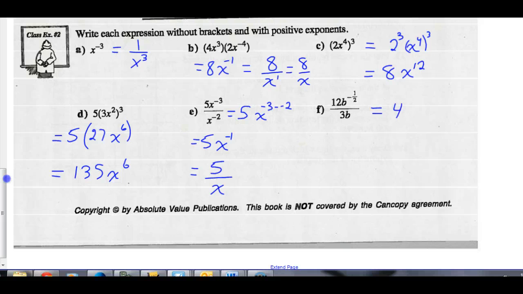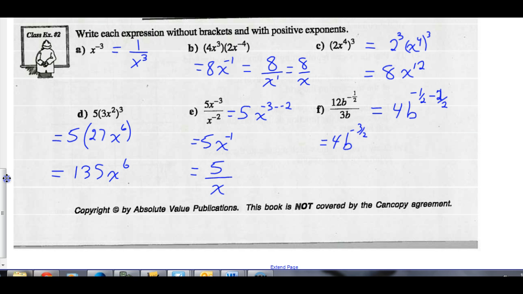b^(-1/2) divided by b, we keep our base of b and subtract the exponents. -1/2 minus 1. So if I'm going to subtract -1/2 and -1, we could rewrite -1 as an equivalent fraction as -2/2. So I've got 4b to the -3/2.